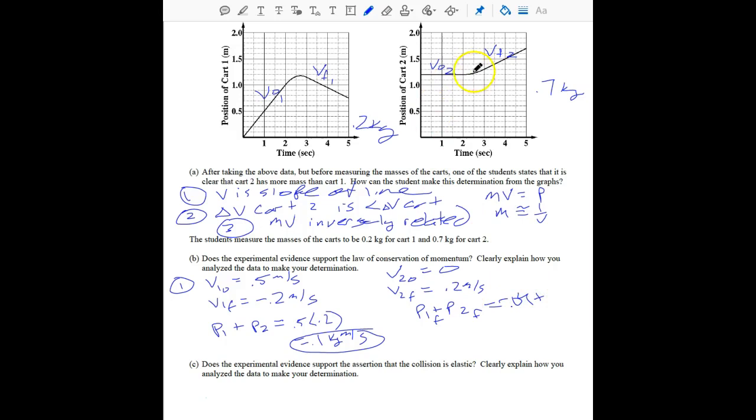And we're going to add that to the final momentum over here, and it is 0.7 times 0.2. So 0.7 times 0.2 gives me 0.14. So this is 0.14. 0.14 minus 0.04 gives me 0.1 kilogram meter per second.